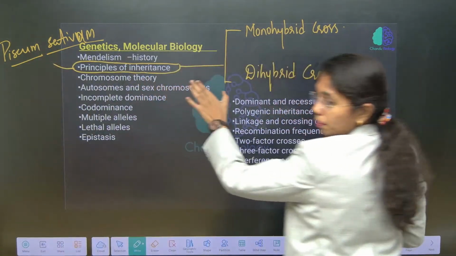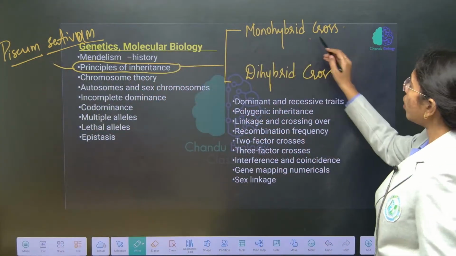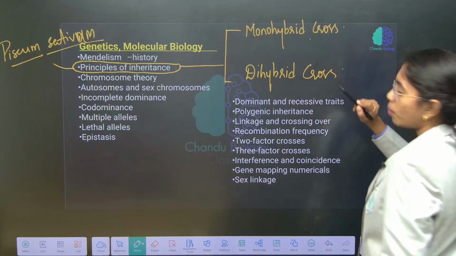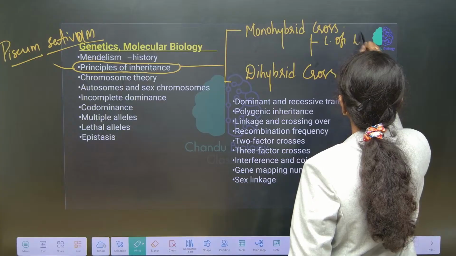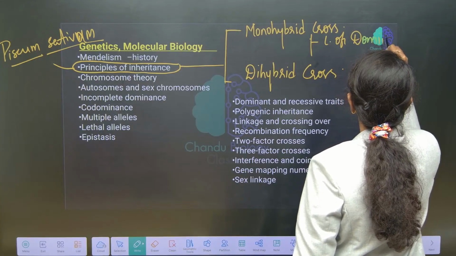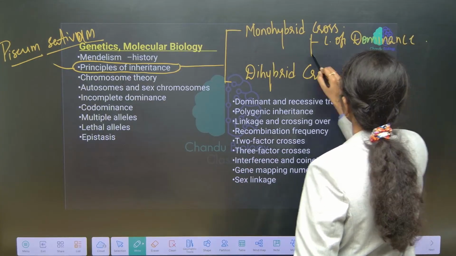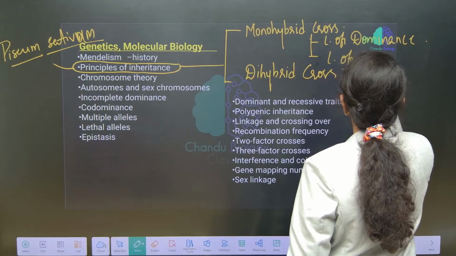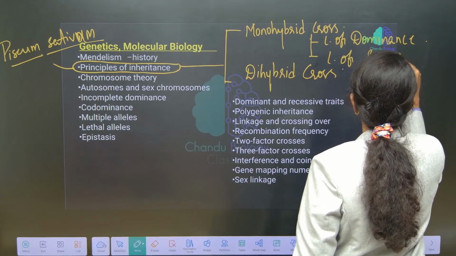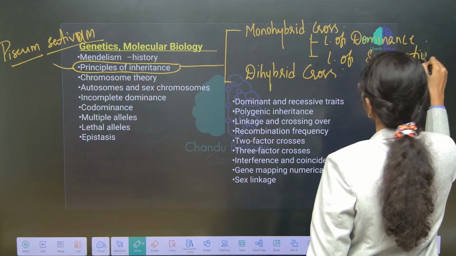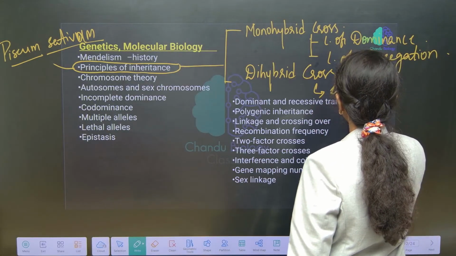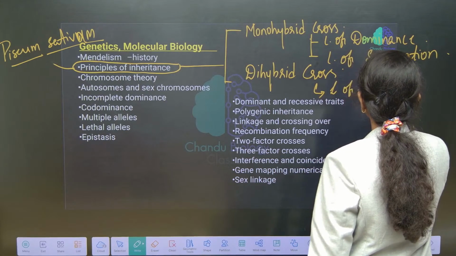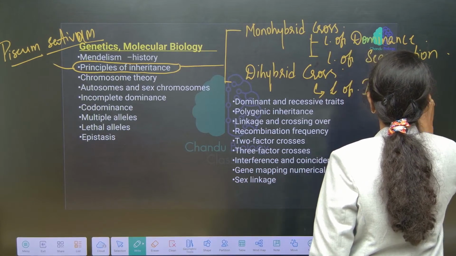So, here if you see principles of inheritance, monohybrid cross, we have two laws. What are they? Law of dominance. Fine, right. Next is law of segregation. Dihybrid cross, we have what? Law of independent assortment.